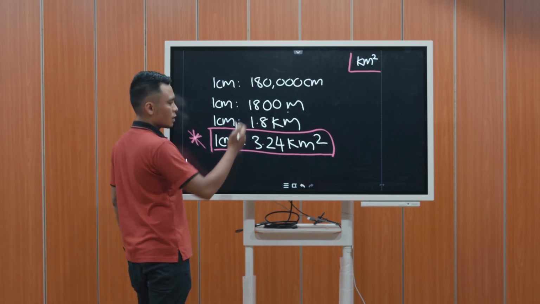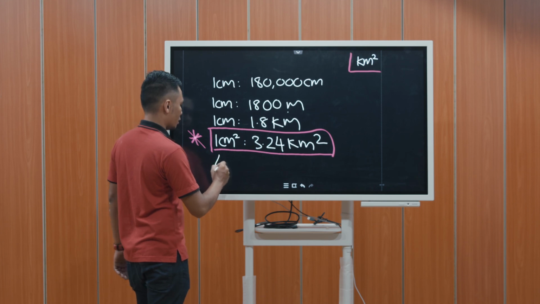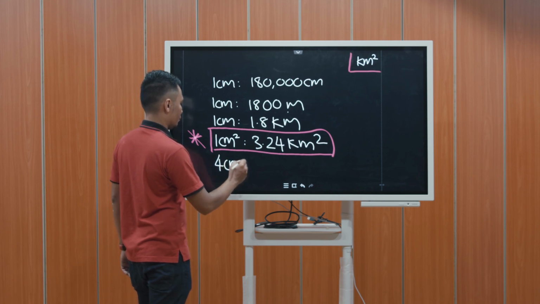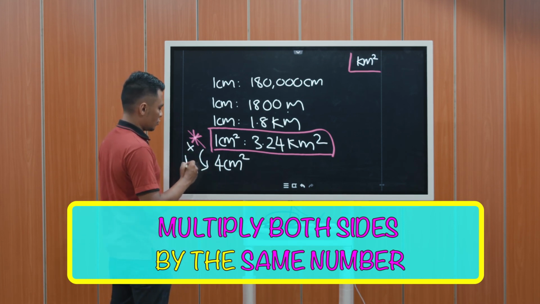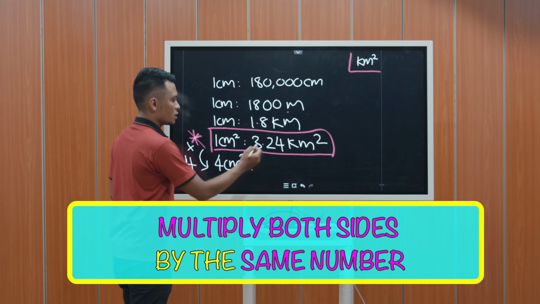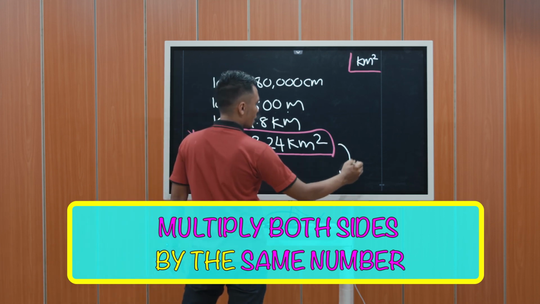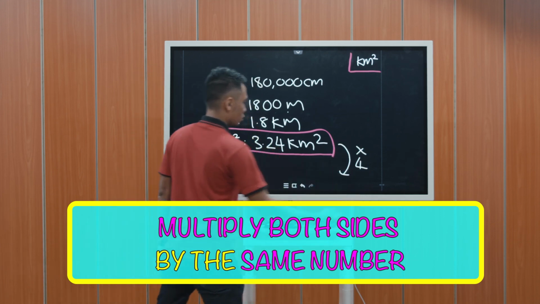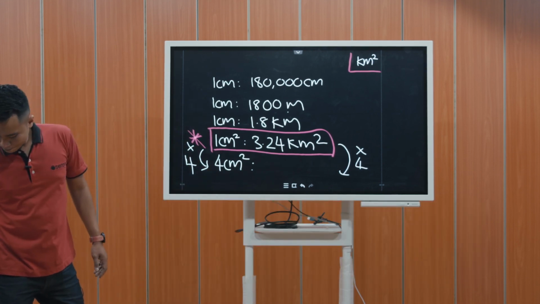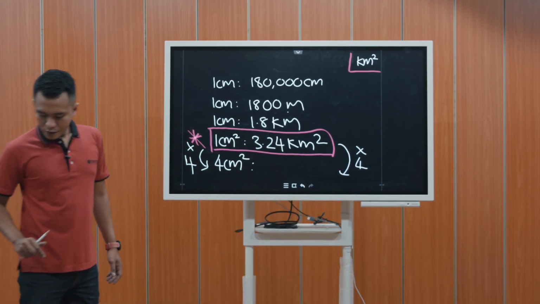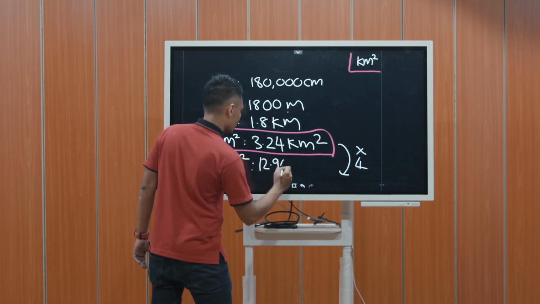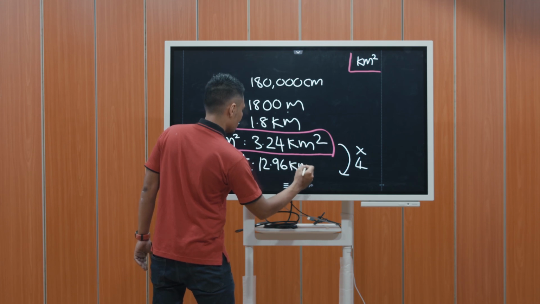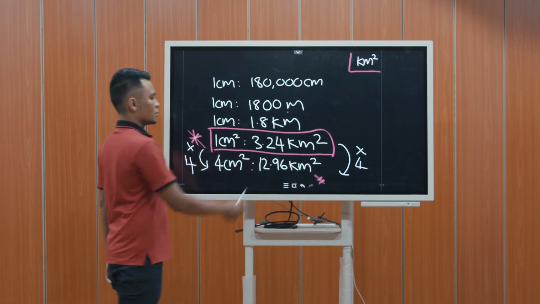So now, Sengkang is actually 4 centimeter square, right? So I need to multiply by 4. If I multiply one side by 4, the other side also I must multiply by 4. I will get 12.96 kilometer square. And this is your final answer.